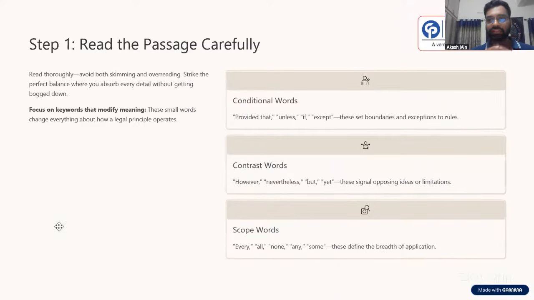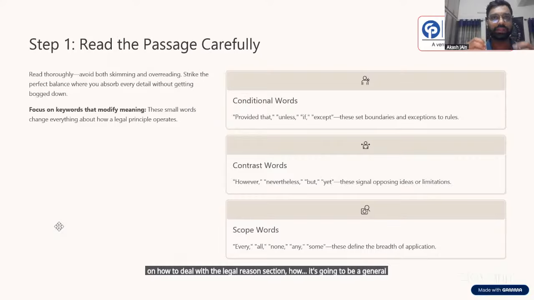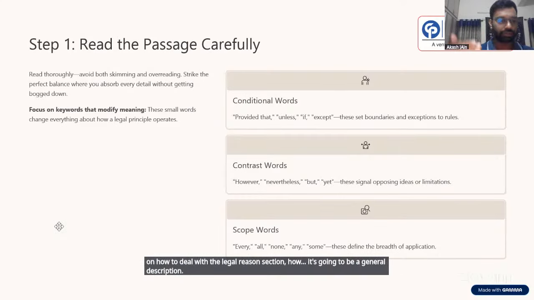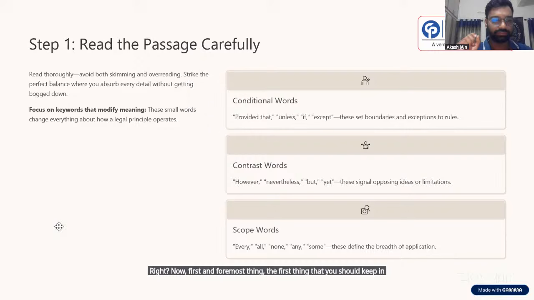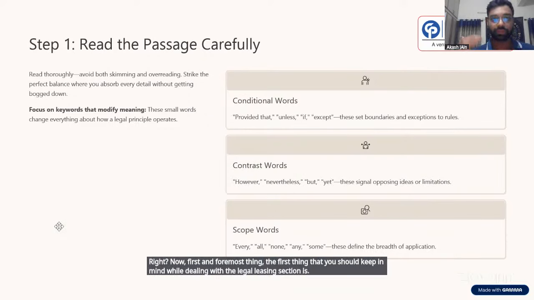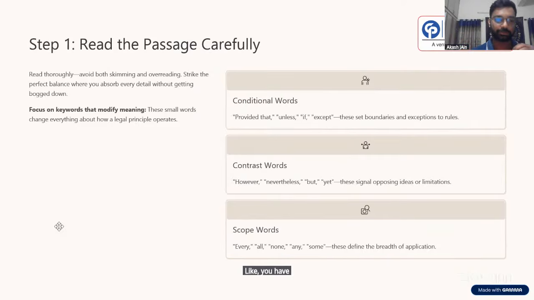Now, what I'll do is tell you a step-by-step process on how to deal with the legal reasoning section. It is going to be a general description of how we approach the legal reasoning section, what kind of mistakes we can avoid, and what things we need to focus on, right? Now, first and foremost, the first thing that you should keep in mind is that you have to read the passage properly, right?